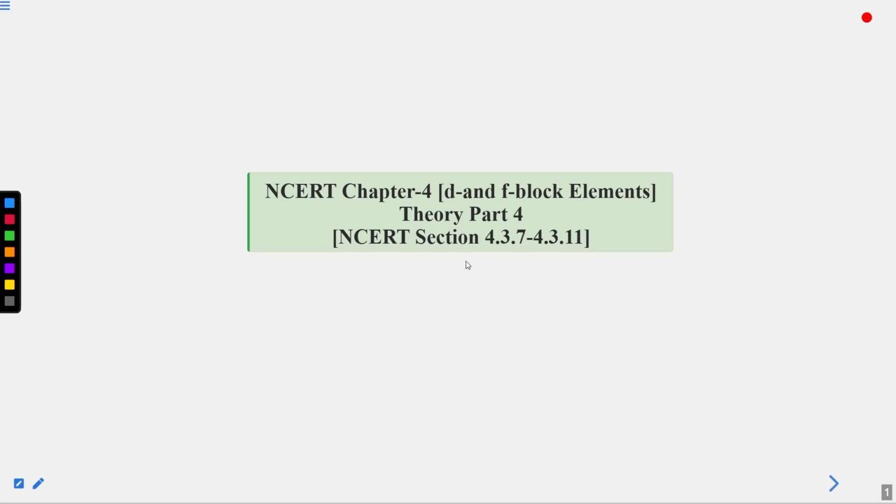Hello everyone. Today we are going to study the d and f block elements, theory part 4. Today we are going to cover NCERT sections 4.3.7 to 4.3.11. So let's begin with today's topic, NCERT chapter 4, d and f block elements, theory part 4, NCERT sections 4.3.7 to 4.3.11.